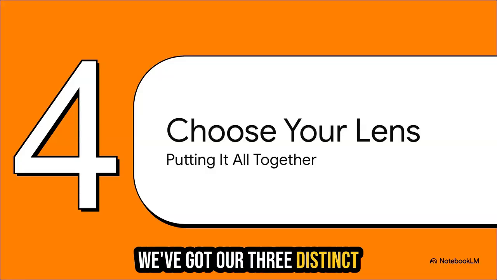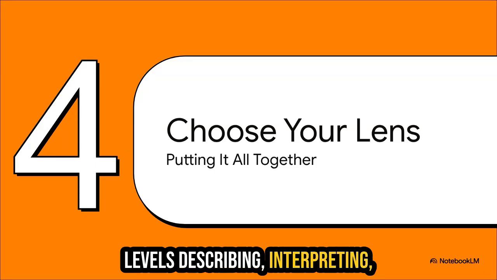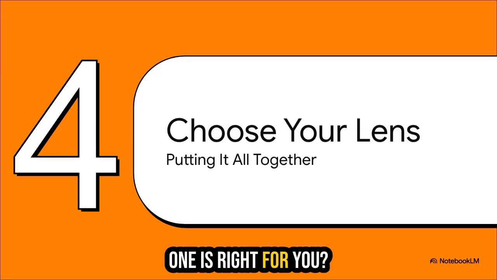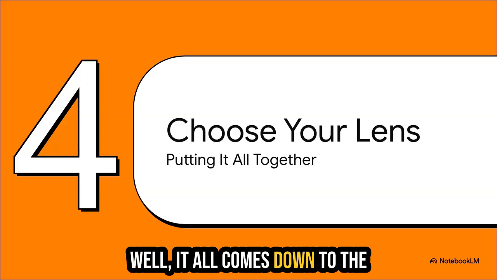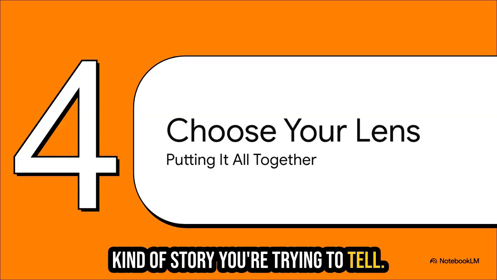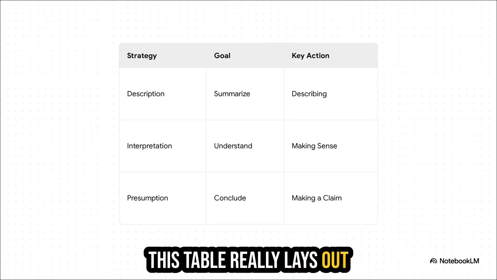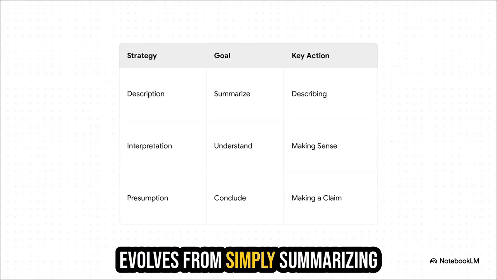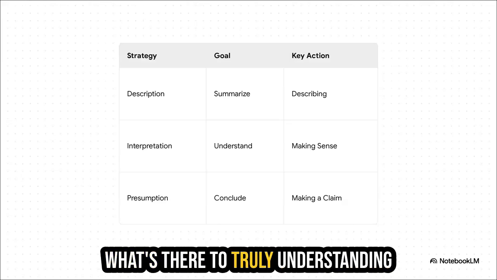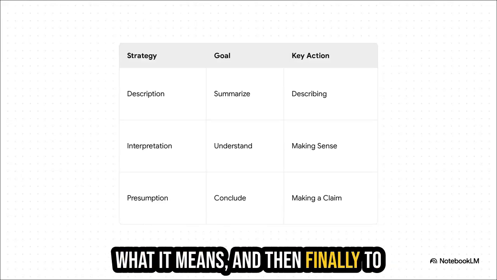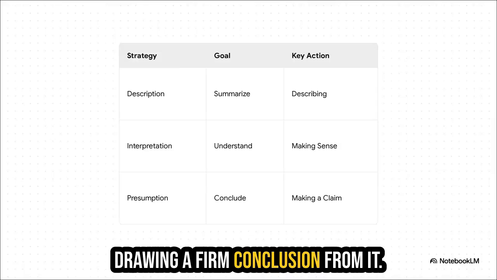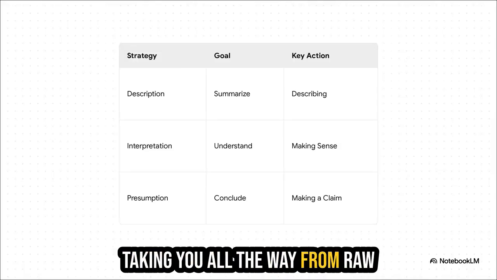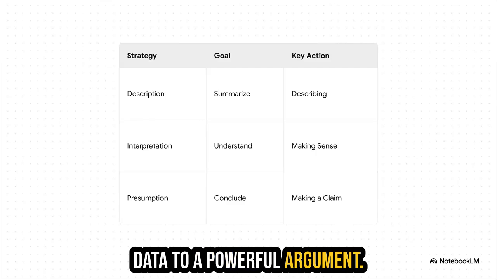We've got our 3 distinct levels: describing, interpreting, and making a claim. The question now is, which one is right for you? Well, it all comes down to the kind of story you're trying to tell. This table really lays out the journey perfectly. You can see exactly how the goal evolves, from simply summarizing what's there to truly understanding what it means, and then finally to drawing a firm conclusion from it. Each stage builds on the one before, taking you all the way from raw data to a powerful argument.